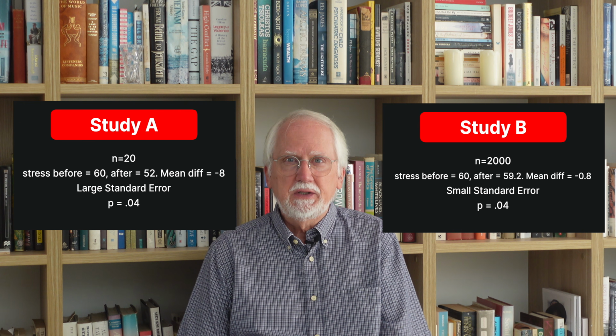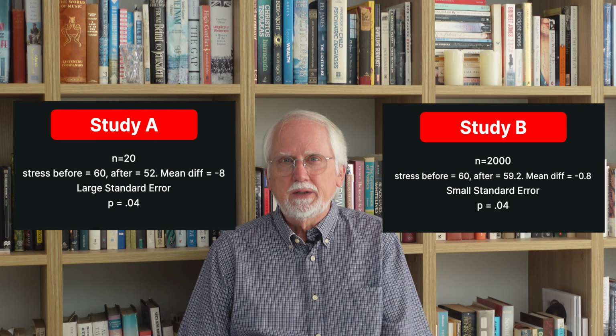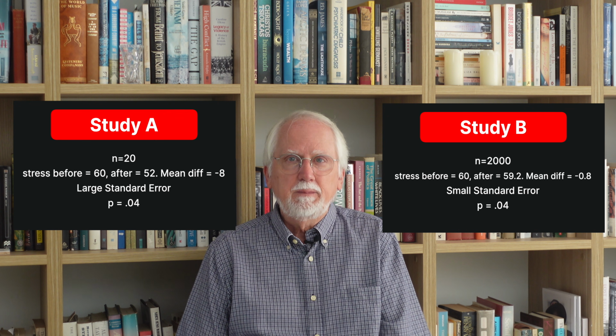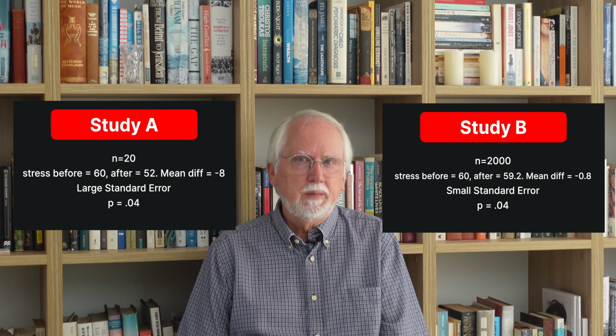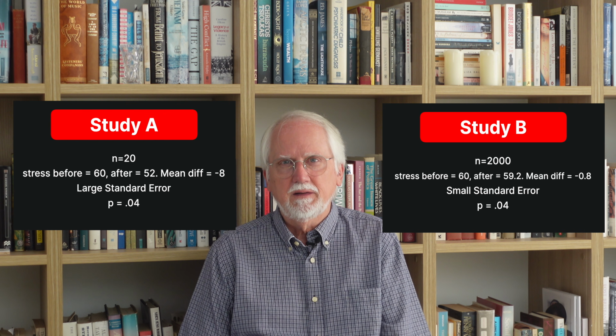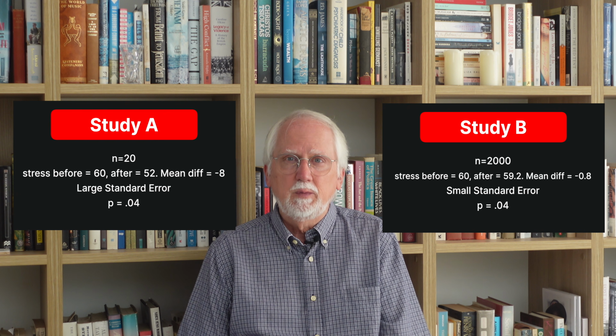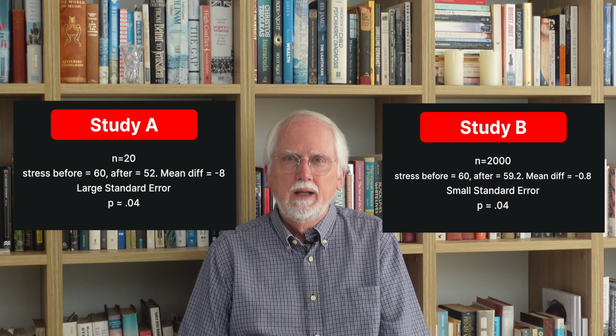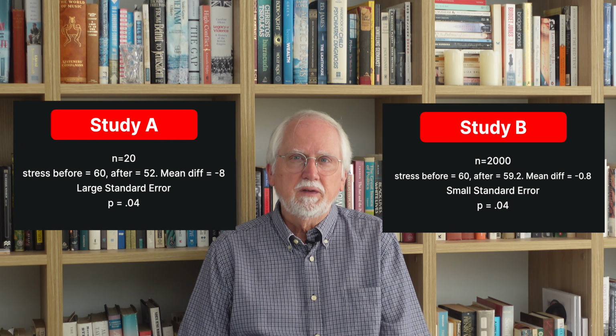Study A found a potentially meaningful effect. An 8-point drop in stress might genuinely improve how students feel. Study B found a result that, while real, is probably too small to matter in practice. Students' stress barely moved. The p-value cannot distinguish these two cases. In both studies, p equals 0.04.